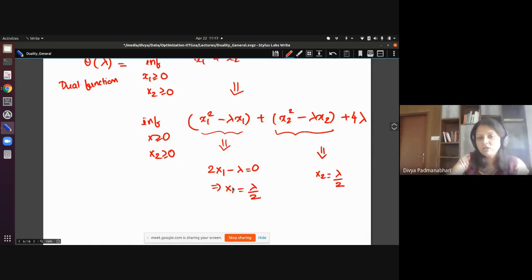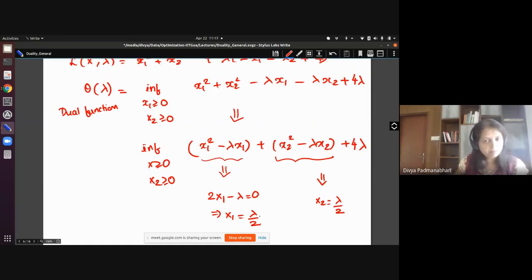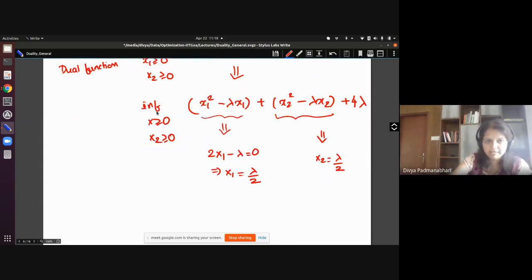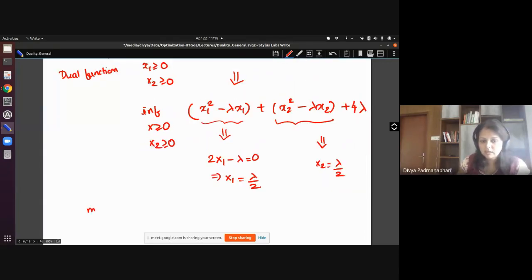Now you're always going to consider the case where lambda is greater than or equal to 0 finally, when you maximize theta of lambda over lambda greater than or equal to 0. So x1 and x2 ultimately will always be positive values, because lambda is greater than or equal to 0. That's why this constraint you could just ignore.